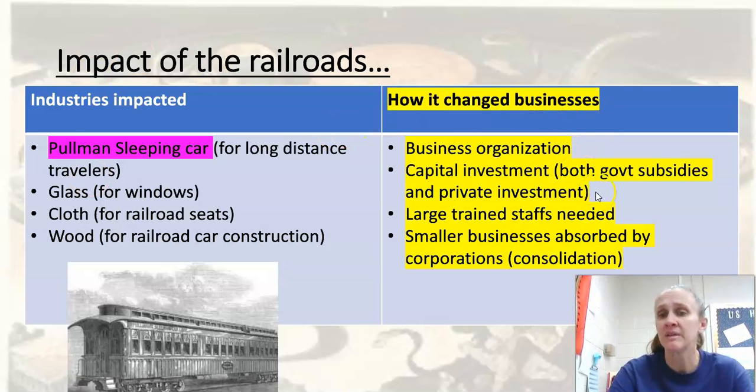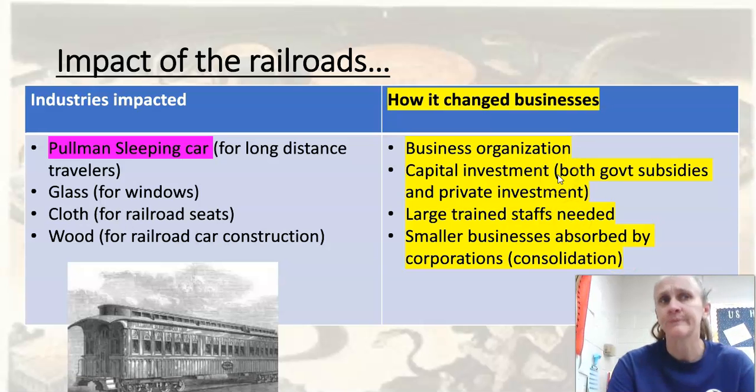How is it going to change your businesses? Well, one, it's going to change how businesses are organized. You're not going to have just your small-time business that makes a product from start to finish. You're going to have different businesses that make windows, businesses that make your railroad car seats, businesses that will make the railroad cars themselves or the wheels or the tracks. And then you're going to have businesses that put it all together. So businesses are going to be organized a lot differently. You're going to start to see a division of labor where you're building different pieces of the product and then you bring it all together.